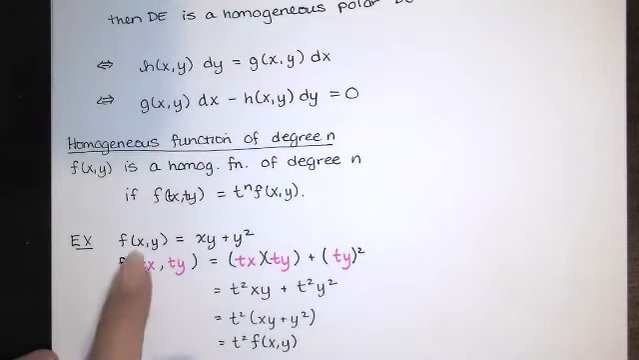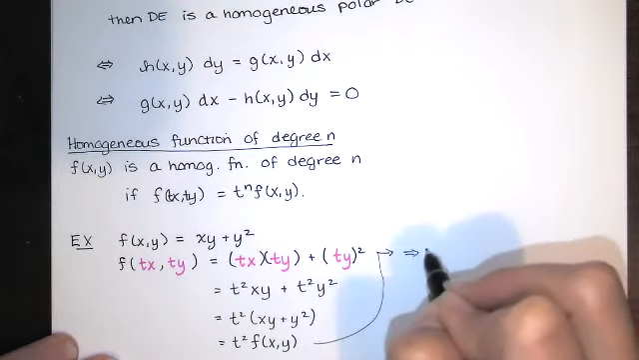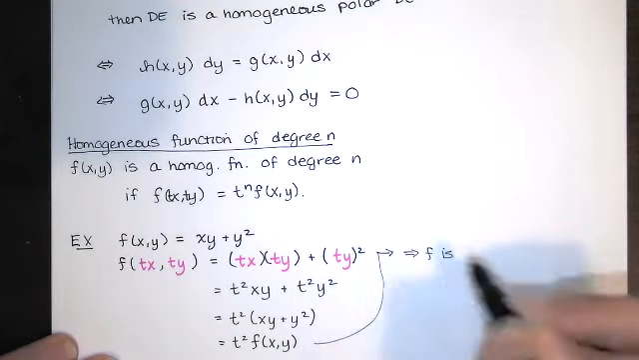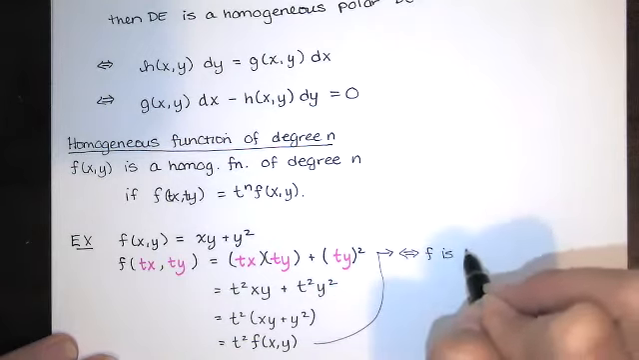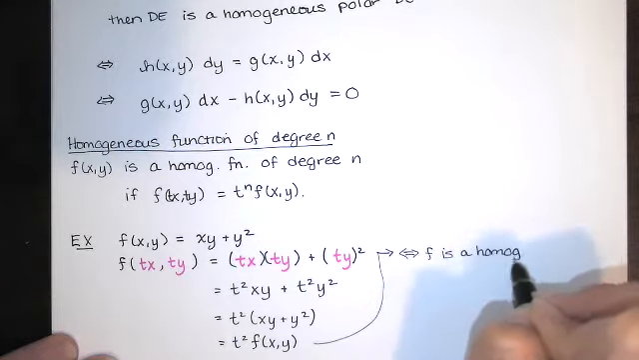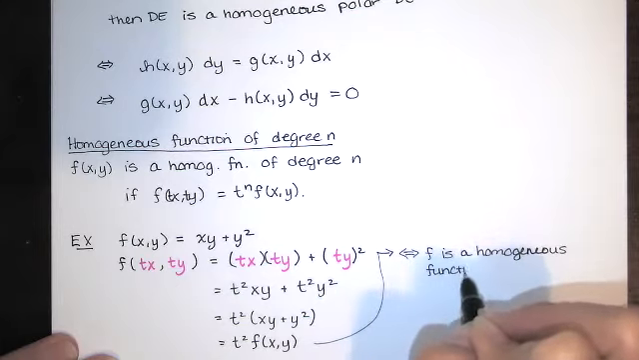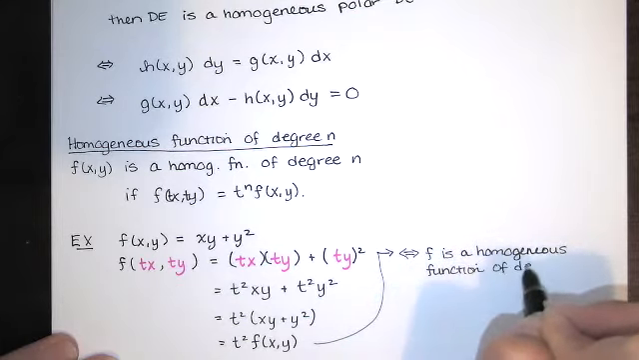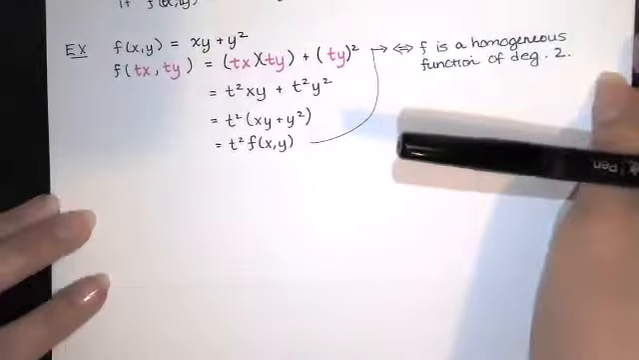So since f of tx and ty can be written as t squared times the original function itself, that means that f is a homogeneous function of degree 2. And the degree is that power of t right there. Now here's another one.